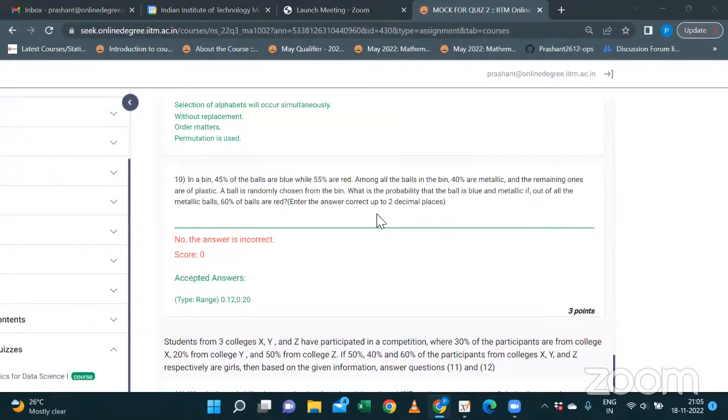Sir, I solved it with a contingency table. Yes, I also used the contingency table. You can make red, blue, metallic, and plastic. Yes, that way only I did. Okay, that's also a correct approach. Either you can use the contingency table or the probability approach, define the events and you can find out the answer.